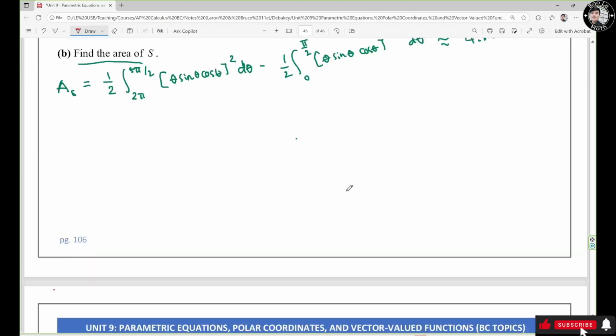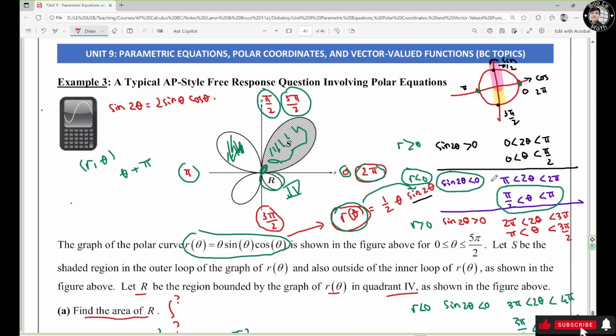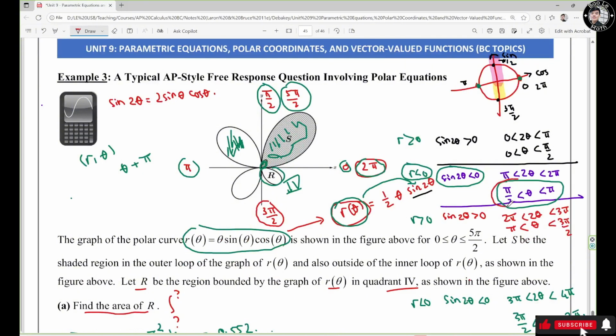Alright, so we're going to go back to this one right here. We know that for theta from pi over 2 to pi, sine 2 theta is less than 0. Then the radius is less than 0, right? The points on the polar curve are actually in quadrant 2, but the radius is less than 0, so you need to take the opposite one, which is in quadrant 4.